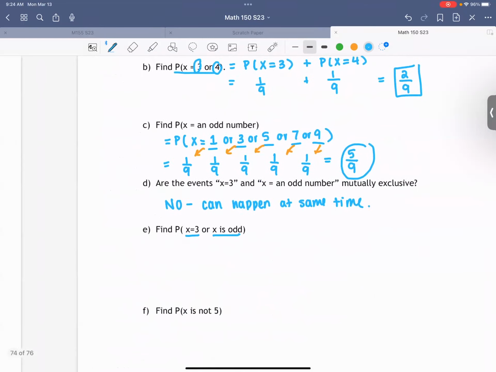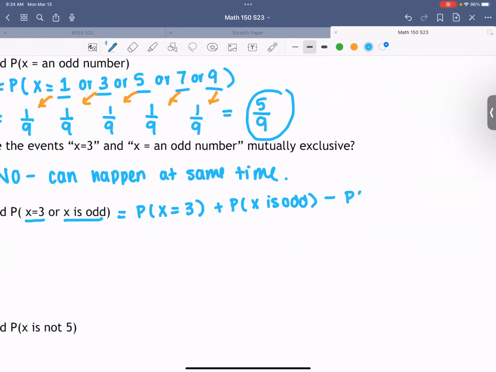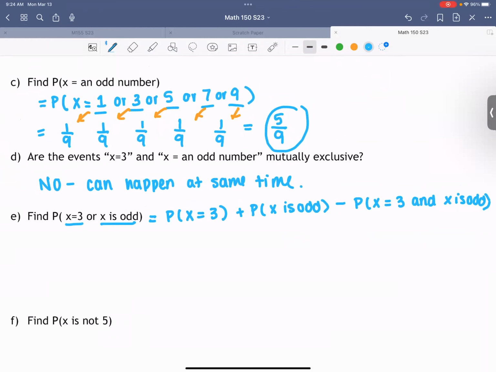To make this easier for me to understand, I'm just going to rewrite what the rule is telling me to do. This is telling me to find the probability that x is 3, add on the probability that x is odd, and then subtract off the probability that x is 3 and x is odd. Okay. Here's where things get a little tricky. This probability, we have a situation where x is 3 and x is odd. What situation is that describing?